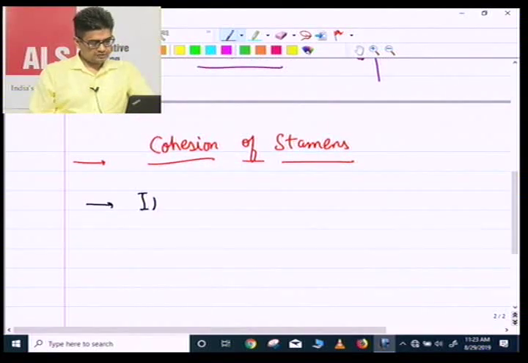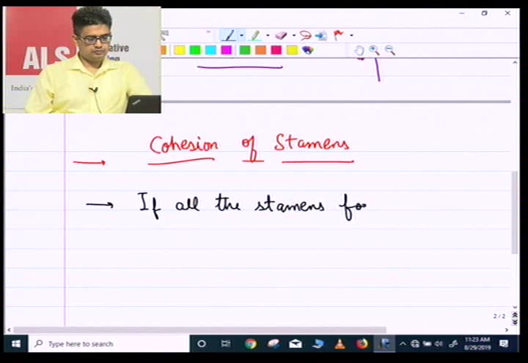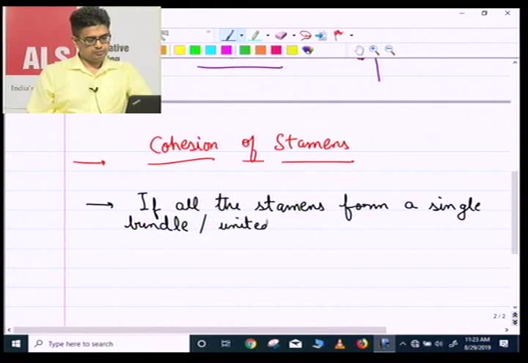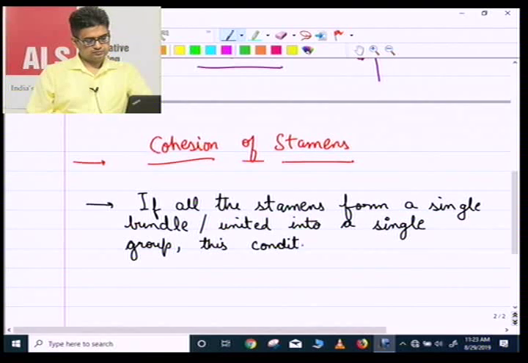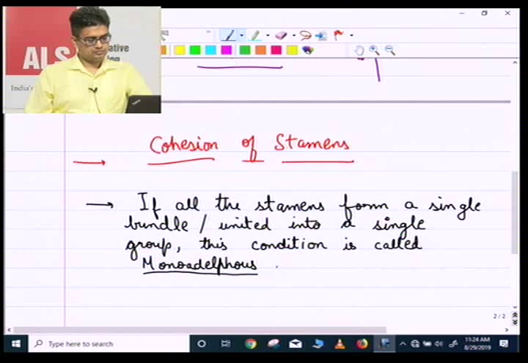If all the stamens form a single bundle or are united into a single group, this condition is called monoadelphous. Example is hibiscus or China rose.